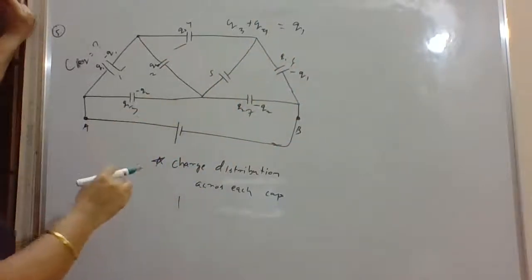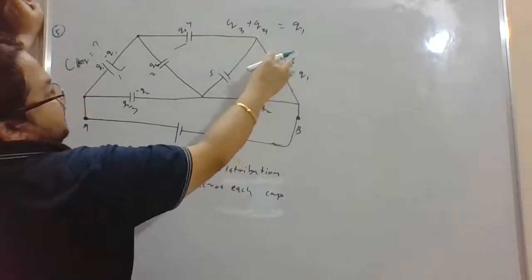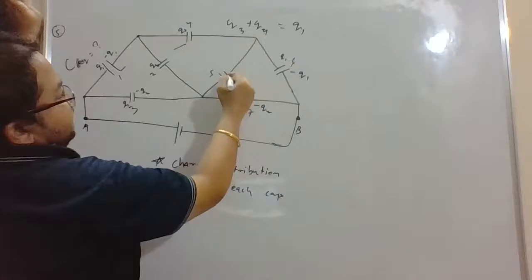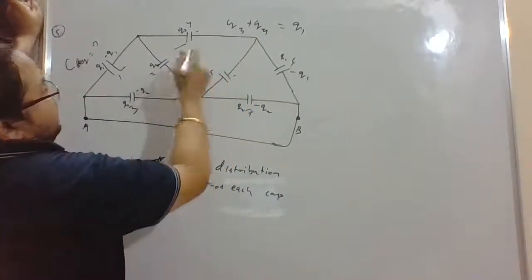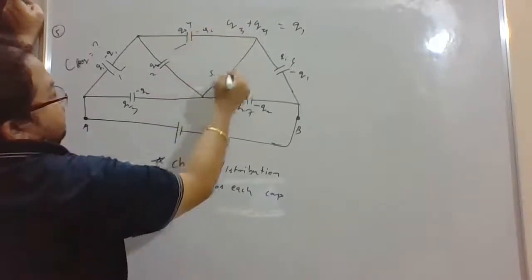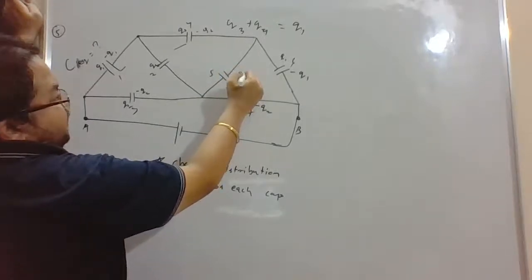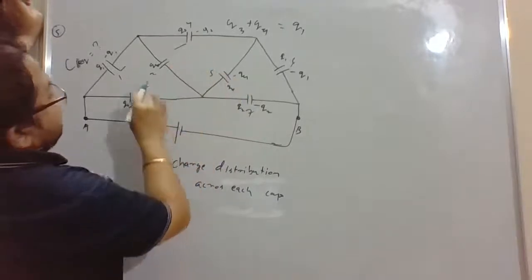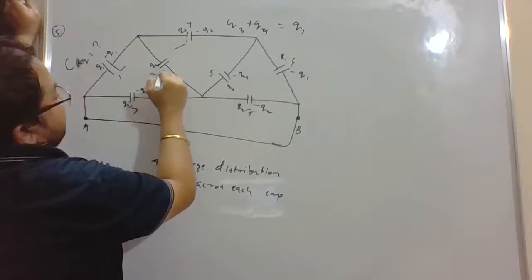Similarly, if we are going from this side, if minus Q1 is here, then plus Q1 here, and obviously here and here it will be minus. And if here it is plus Q3, here it will be minus Q3, and here it will be minus Q4. If it is minus Q4 here, it will be plus Q4 here. And if it is plus Q4 here, then it will be minus Q4 here.